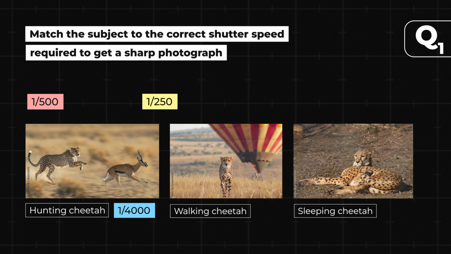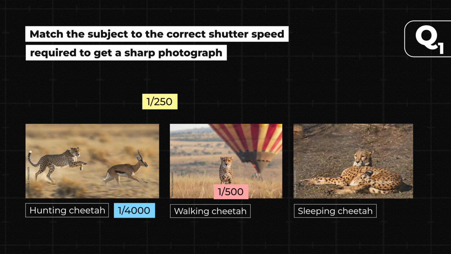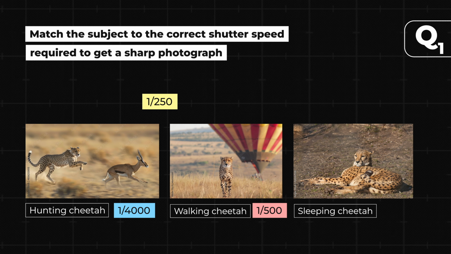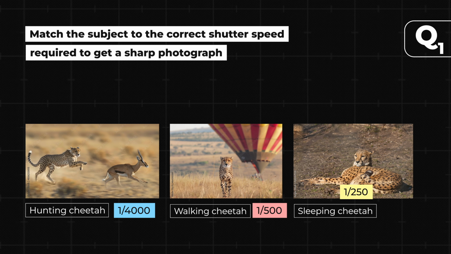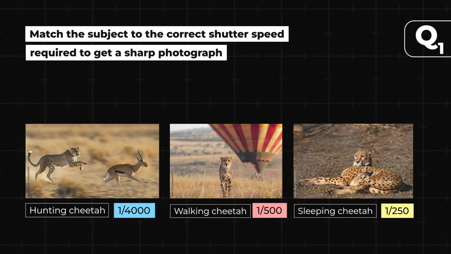A walking cheetah, on the other hand, is relatively slower and hence a shutter speed of 1/500 will do the job. Now, a sleeping cheetah will have barely any movement and hence it can be photographed sharply even at a shutter speed of 1/250.